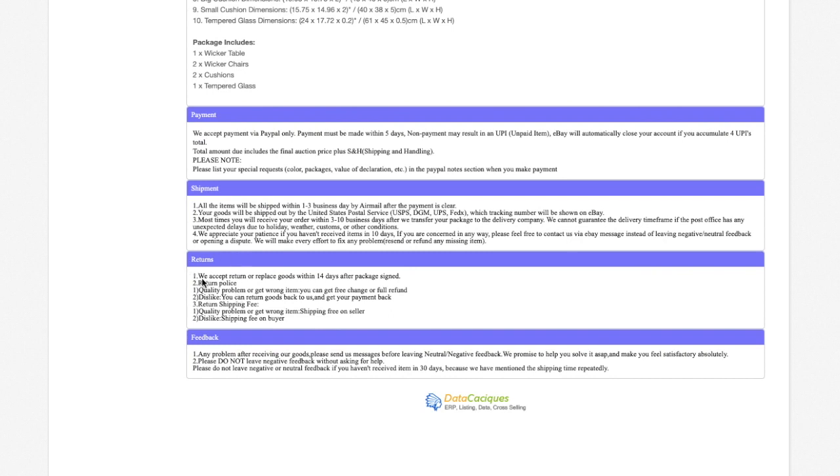Look here, we accept return or replace goods within 14 days after package sign. What do you think, what would be your feeling if you received here 14 days or 30 days? Does it make any difference for you? Right? So it's not a good sign for the buyer. It will be kind of a reason for the buyer to say, 14 days only, what a crack. So, right, it's really not very good. And there are more mistakes here. I just don't want to stick with one.